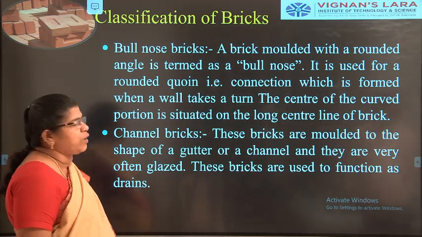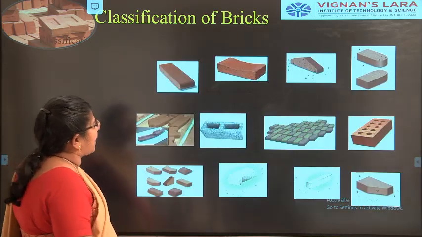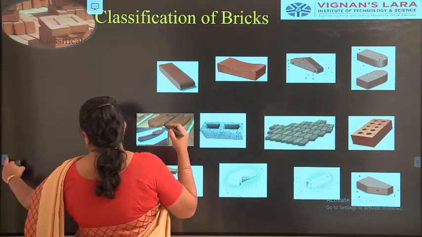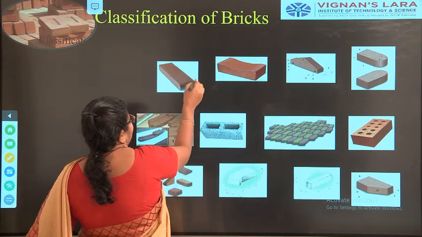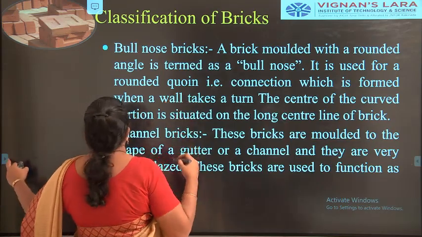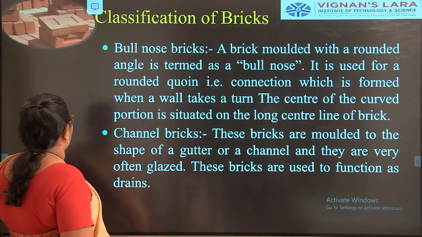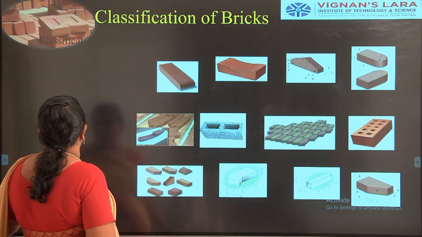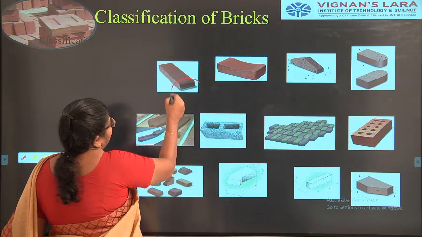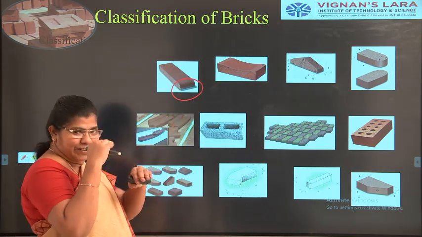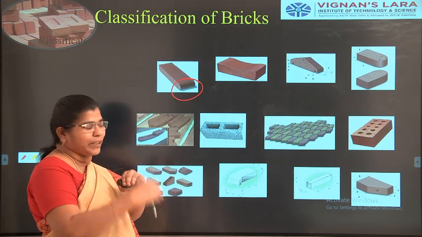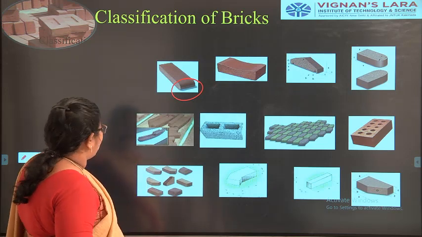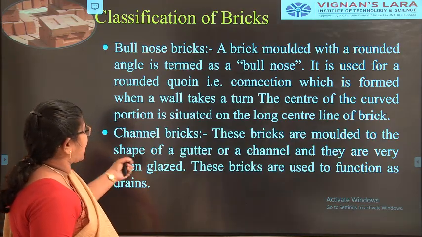Bull nose bricks are nothing but bricks that will have edges like this. We call it a bull nose brick. The edges will not be very sharp. The next one is the channel bricks.